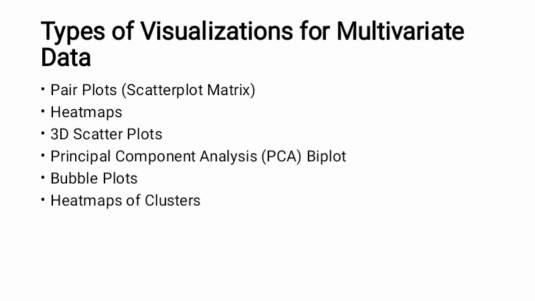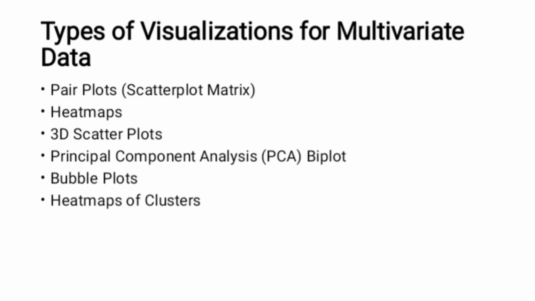First one is pair plot. A pair plot is a matrix of scatter plots that shows the relationship between each pair of variables in the data set. It is helpful for checking if any variables have a linear relationship or if there are clusters.